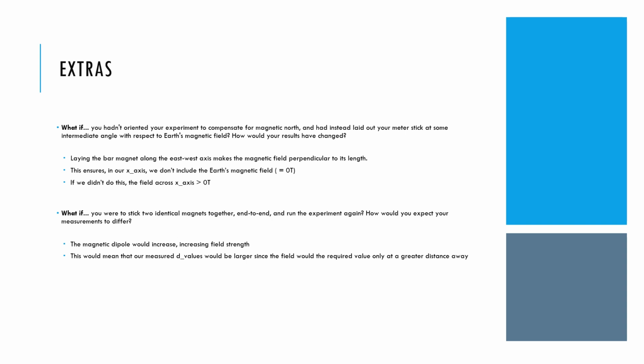And what if we were to stick two identical magnets together end to end and run the experiment again? The magnetic dipole would increase, hence increasing the field strength, and this would mean that our measured d values would be larger since the field would reach the required value only at a greater distance away.